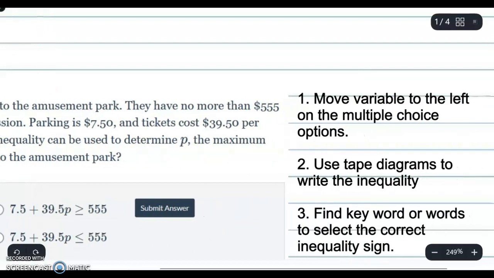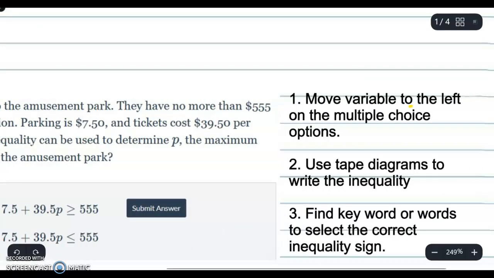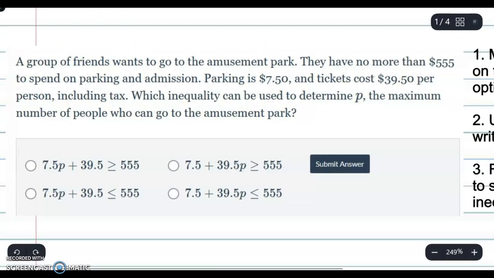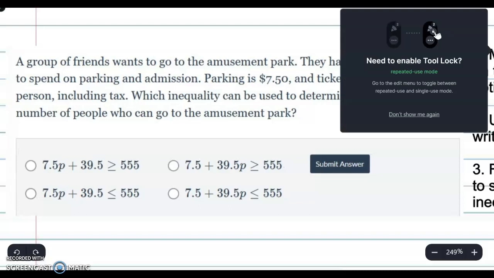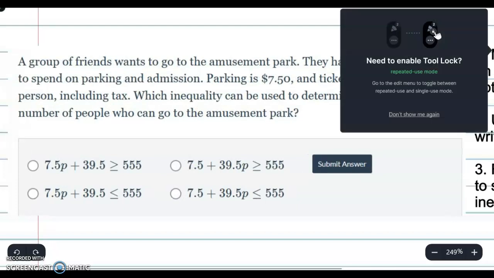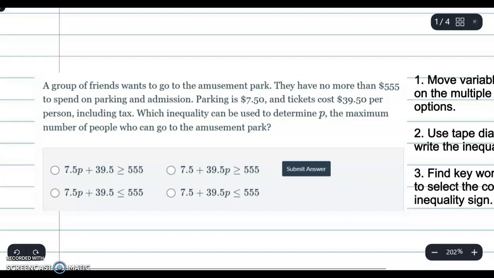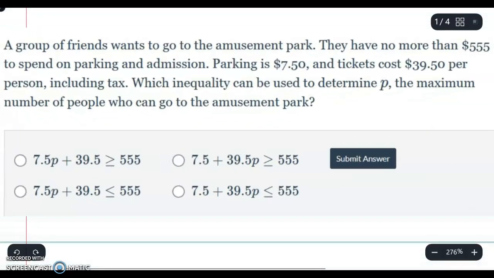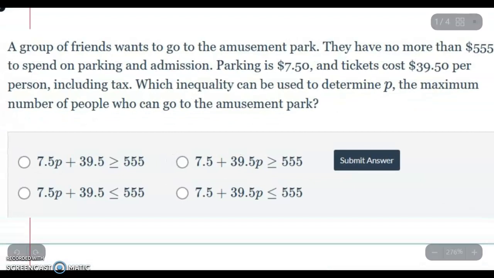Alright, so the first step is to move the variable to the left on the inequality. On this particular problem, all the variables are already on the left. The P is already on the left, as you can see right there. So we don't have to worry about switching the whole thing around. But I'll show you one like that.